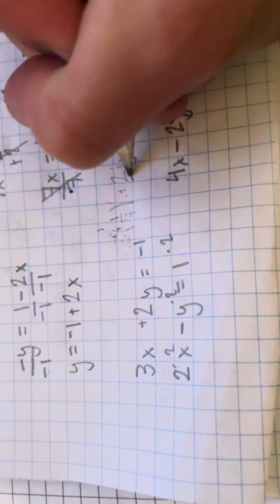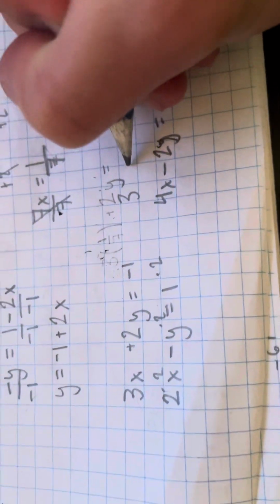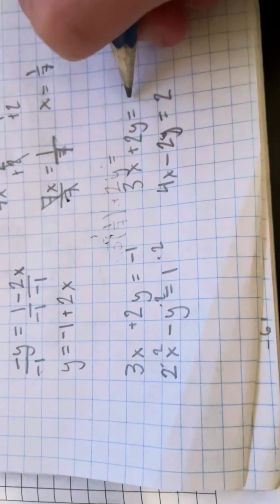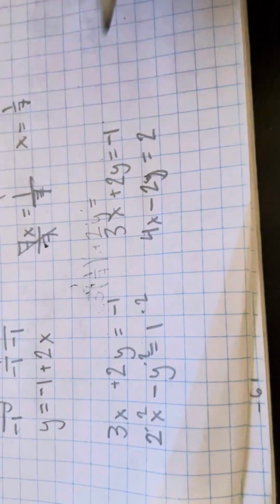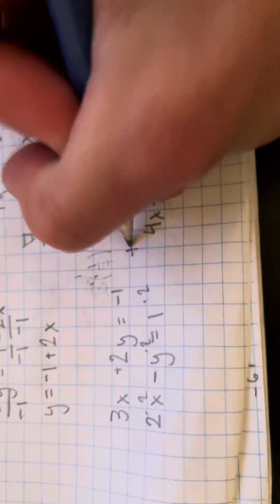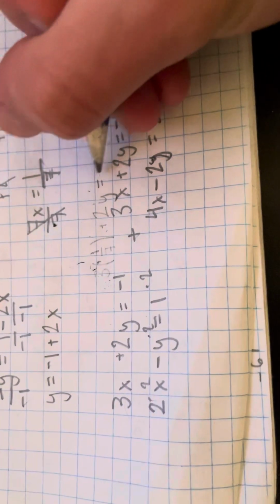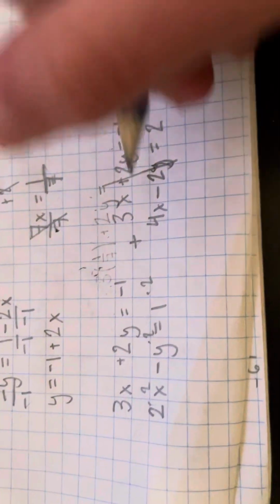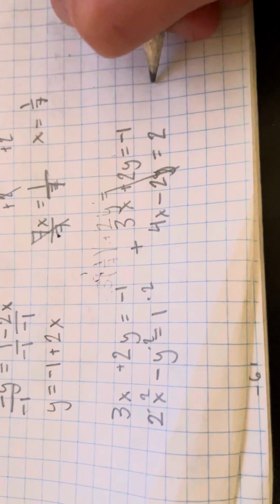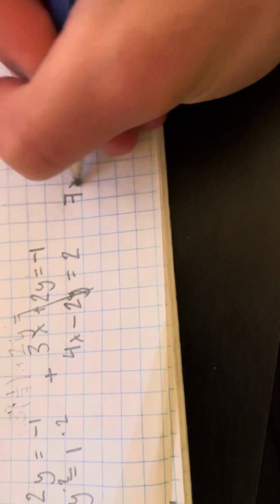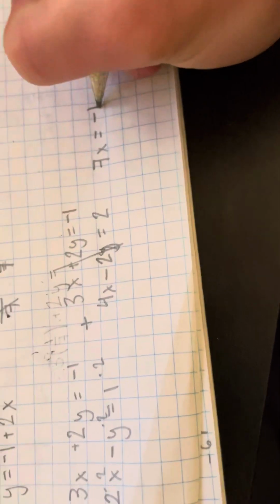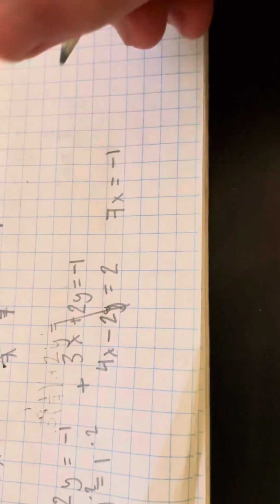And let's put the other equation over here. 3x plus 2y is equal to minus 1. Then we're going to add these together. So plus, okay, these two cancel out because plus 2 plus minus 2 makes 0. And that's going to give you 7x is equal to minus 1, as you can see here.